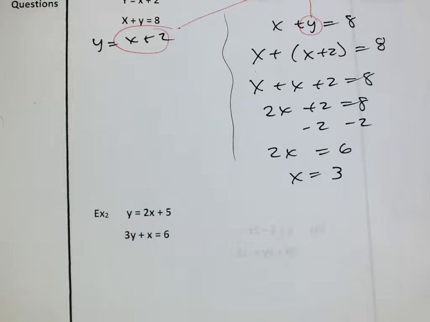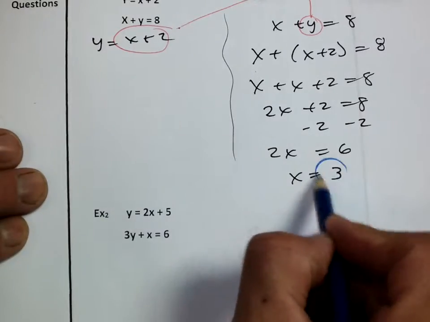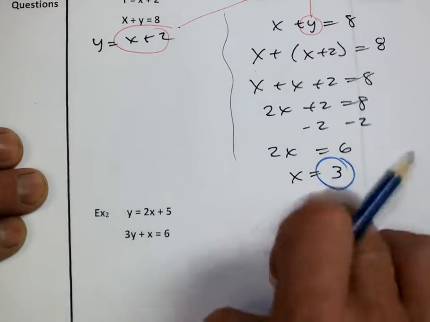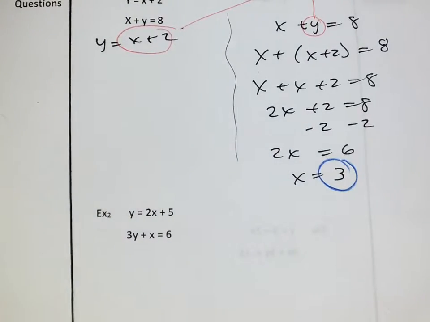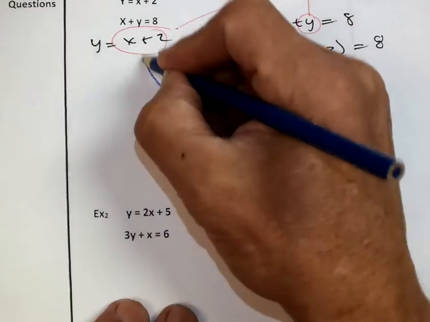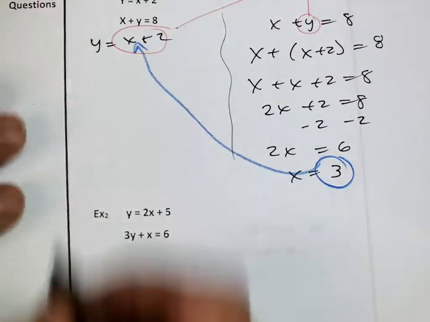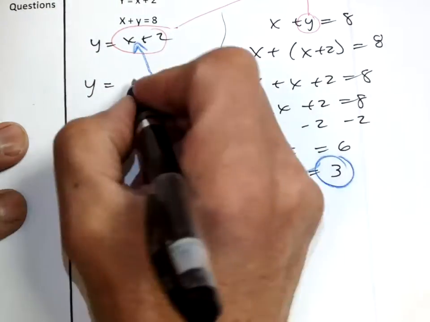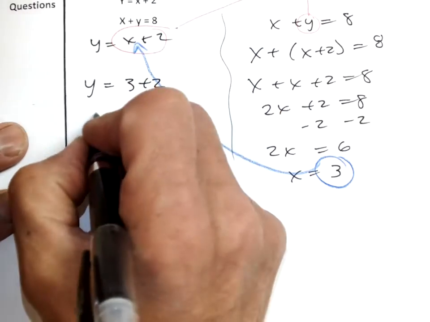So what I need to do is substitute again. Now I'm going to take my 3, which is what x is equal to. Since x is 3, instead of writing x right here, I'm going to write 3. So I'll put this right there, and I'll rewrite this as y equals 3 plus 2, or y equals 5.